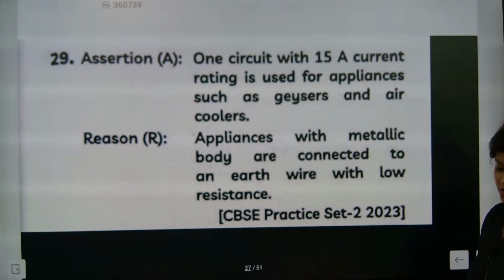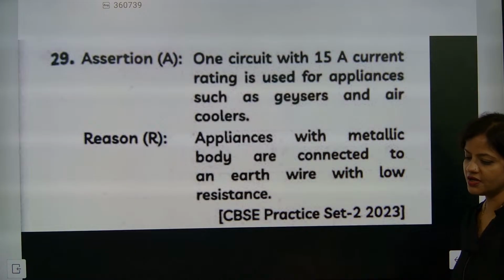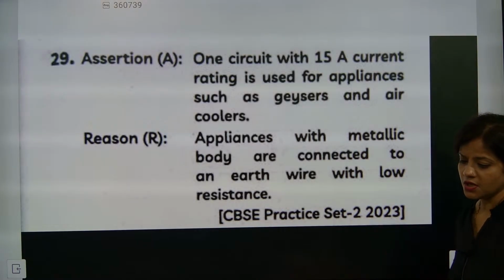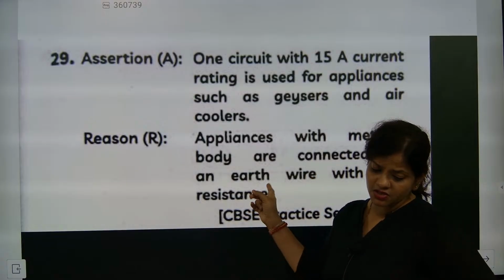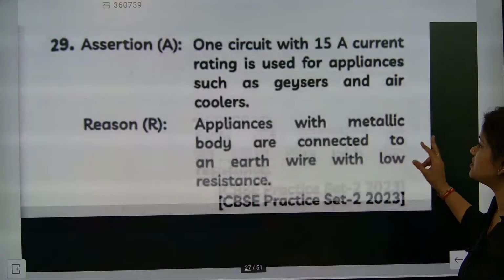Go for assertion reason question number 29. I said it before itself. Come on, Kuntika. Assertion: a circuit with 15 ampere current rating is used for appliances such as geyser and air cooler. Reason: appliances with metallic bodies are connected to an earth wire with low resistance. Yes, absolutely. Both statements are absolutely correct, but there is no connectivity between them. The reason is not supporting the assertion, so the answer is B.